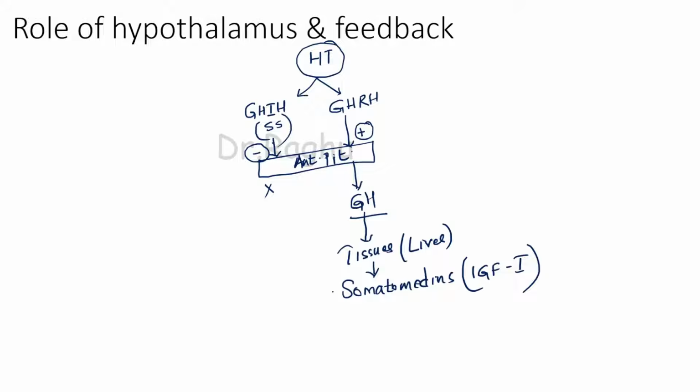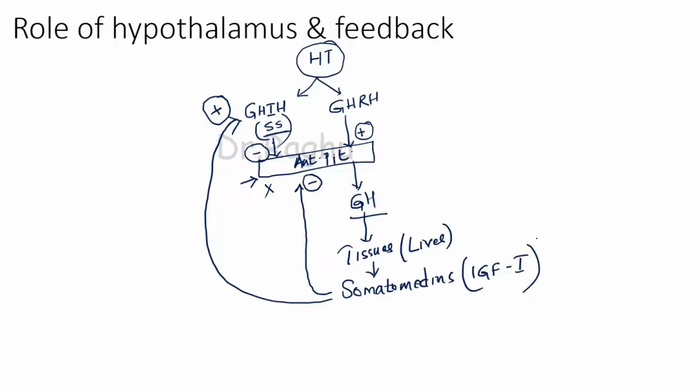Now these somatomedins exhibit a very important regulatory mechanism on the secretion of growth hormone. How do they do it? They can directly inhibit the anterior pituitary gland and hence inhibit the secretion of growth hormone. Second, they can act on the hypothalamus and stimulate the secretion of growth hormone inhibitory hormone, or somatostatin. When somatostatin is produced, it in turn inhibits the anterior pituitary gland and hence inhibits the secretion of the growth hormone.